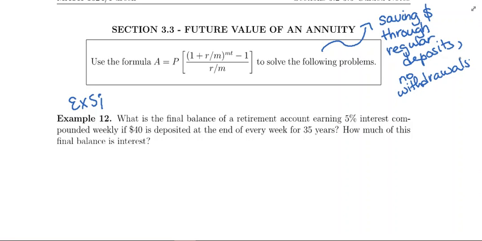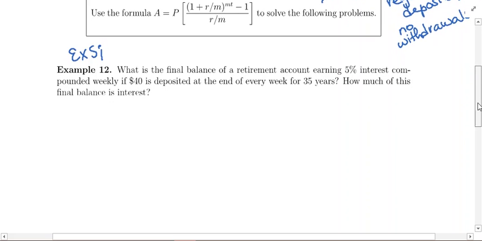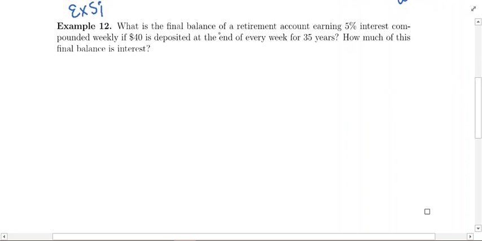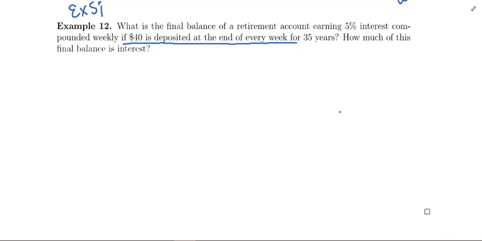Like I said, there are other annuity formulas that we're going to be introduced to a little bit later, but when you are saving money through regular deposits, you want to use the future value of an annuity formula. That is exactly what is going on here. There is a retirement account, and to save for retirement, $40 is deposited at the end of every week. So there are these regular deposits of $40 into the retirement account. That happens every week for 35 years. So, saving money for retirement through regular deposits, you want to use the future value of an annuity formula.